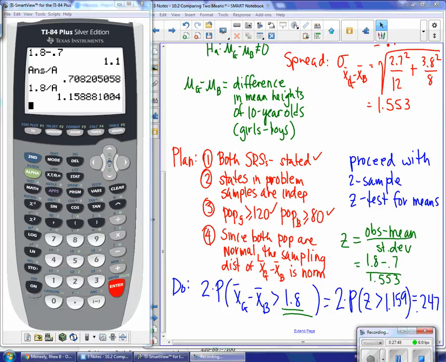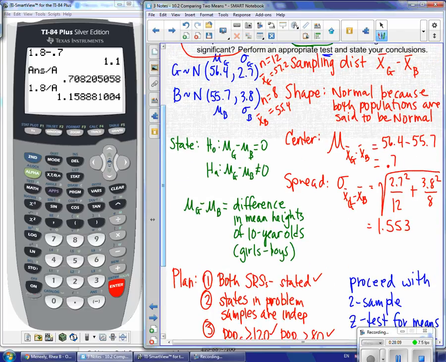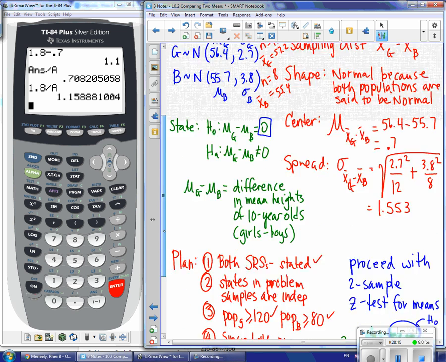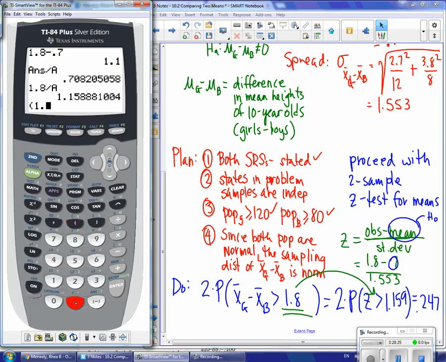Okay, I figured out what I did. When we're standardizing, when we're going from this step to this step, and we have to subtract our observation minus our mean and divide by the standard deviation, the mean that I'm using here is going to refer back to my null hypothesis. And if we refer back to the null hypothesis, what am I assuming to be true about the difference in means? I'm assuming that the difference is 0. So if instead of using my sampling distribution I put a 0 here, now when I do the calculation, if I do 1.8, obviously I don't need to subtract 0, and I divide by my standard deviation of 1.553, I will get that z-score again, that 1.159.